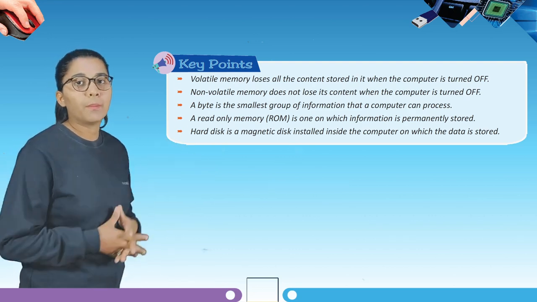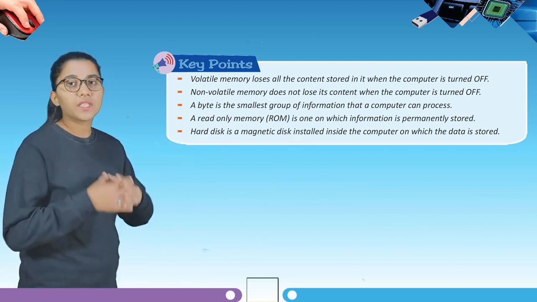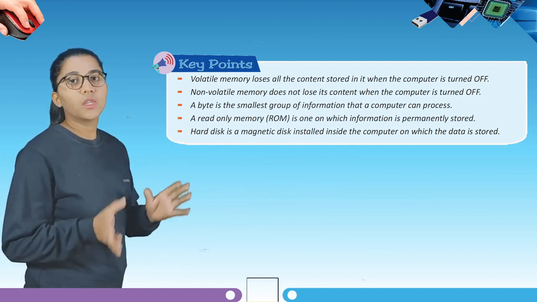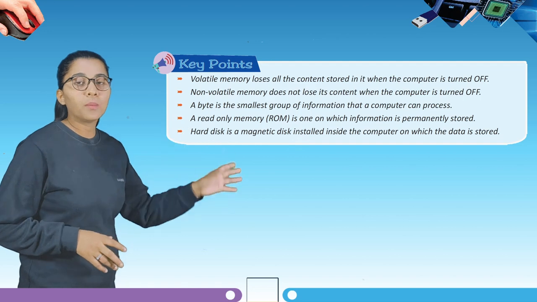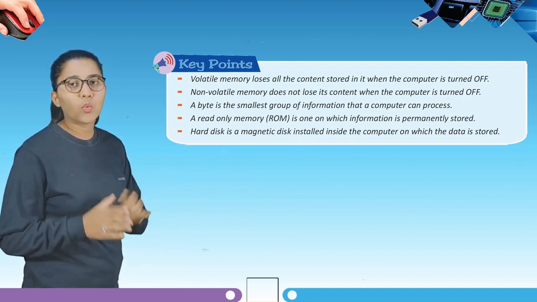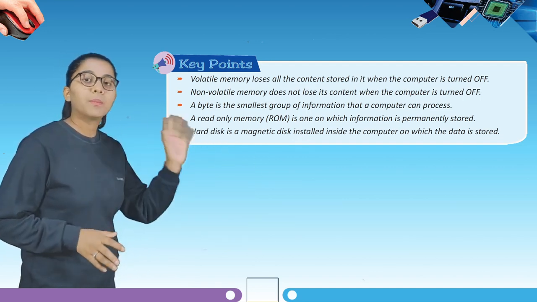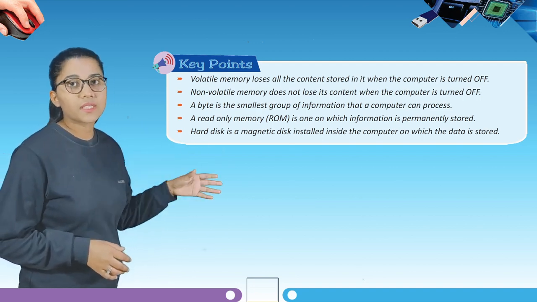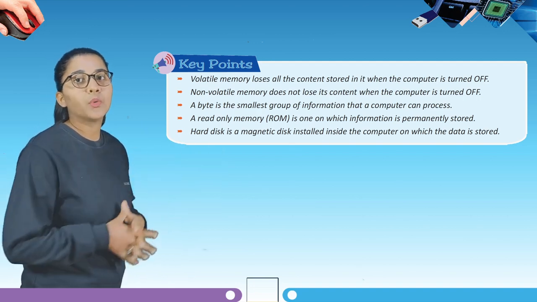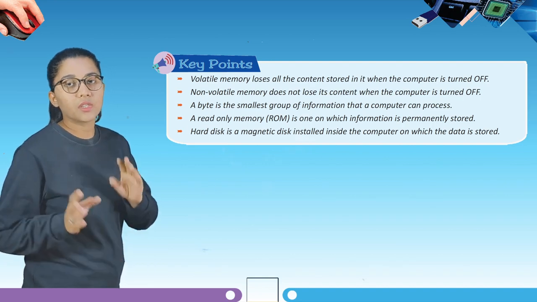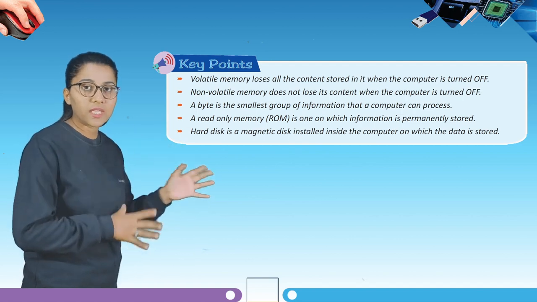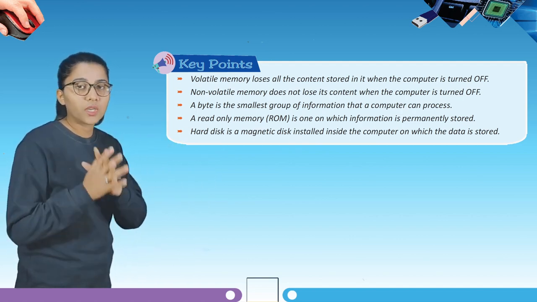A read only memory, that is ROM, is one on which information is permanently stored. Hard disk is a magnetic disk installed inside the computer on which the data is stored.